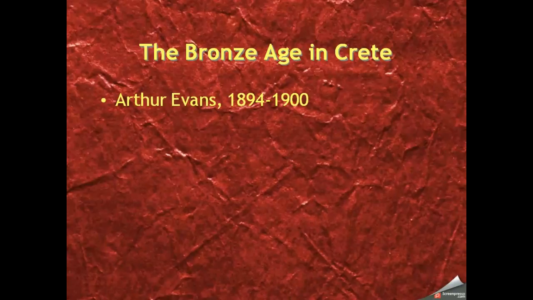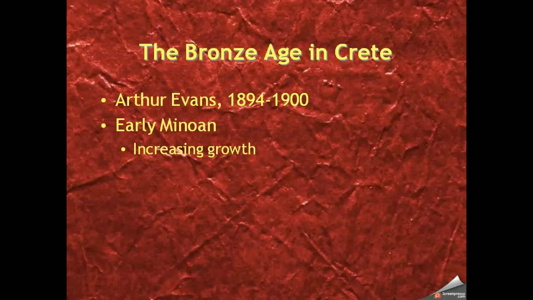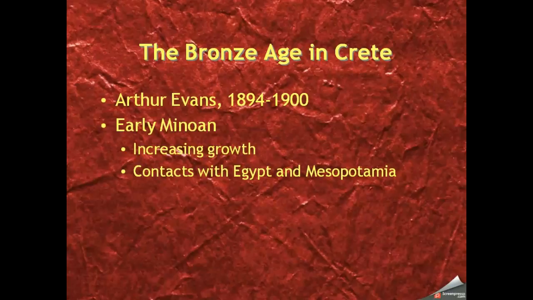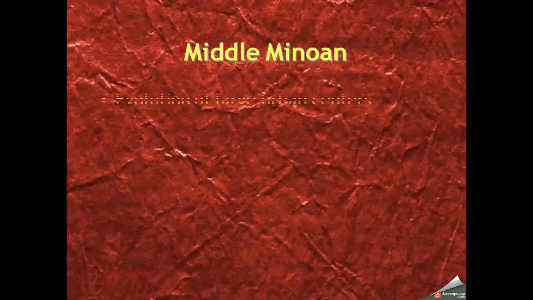The Bronze Age in Crete was documented by a great archaeologist, Sir Arthur Evans. 1894 through 1900, he began to dig in this area and discovered the early Minoan civilization among these Aegean lands, the ancestors of the ancient Greeks. They saw increasing growth, contact with Egypt and Mesopotamia, and we find scattered towns and civilization there. We also see the evolution of large urban centers.